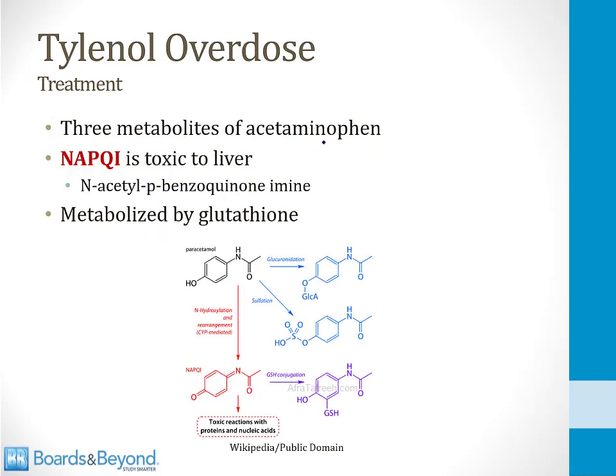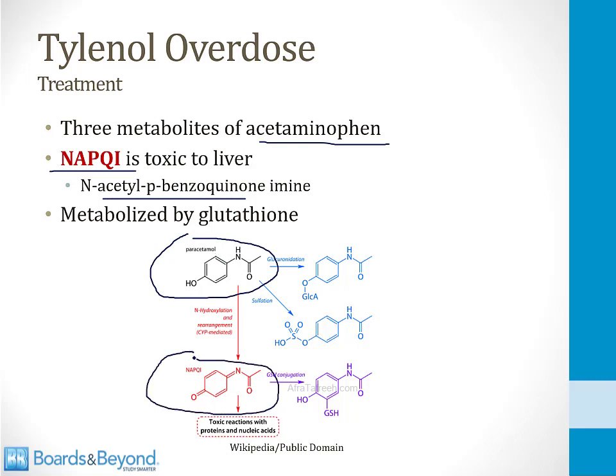There are 3 metabolites of acetaminophen, but the one that's toxic to the liver is called NAPQI, which stands for N-acetyl P-benzoquinone imine. If you look at the drawing on the screen here, this is a molecule of acetaminophen. It can be metabolized into 3 structures, but one of them is NAPQI, and this is what is toxic to the liver and causes liver damage.